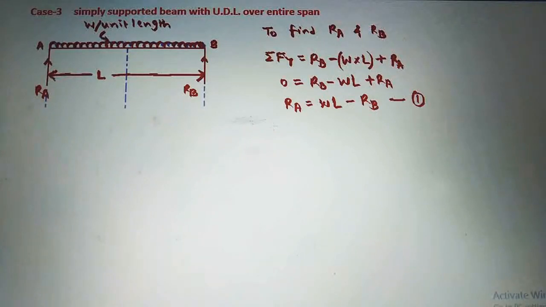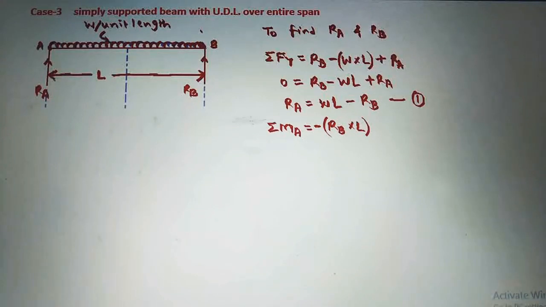Next we will take the moment about A. Now see here, if we take the moment about A, then the moment of Ra with respect to A will be 0. Next we will take the moment of Rb here. So moment of Rb will be Rb into perpendicular distance L from A. So moment of Rb will be Rb into L, and as this moment of Rb with respect to A is anti-clockwise, we will take it as negative here.